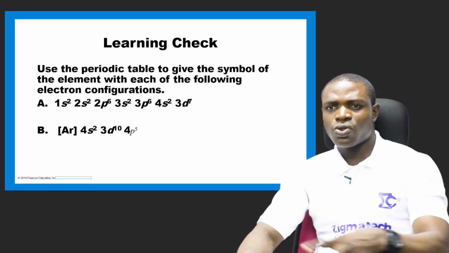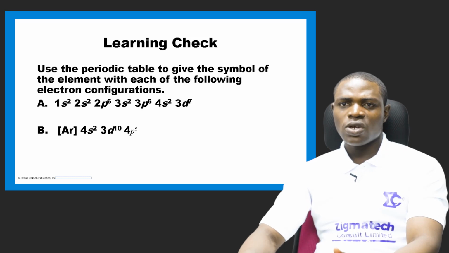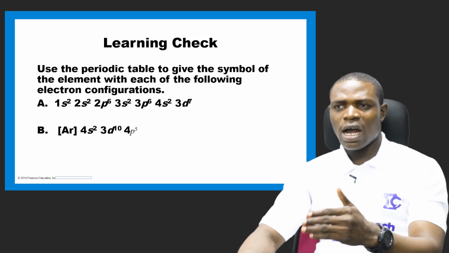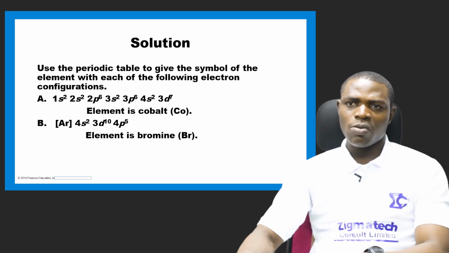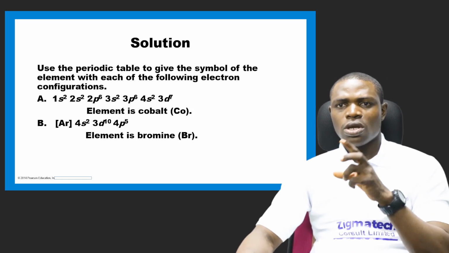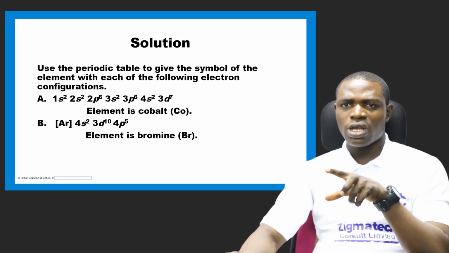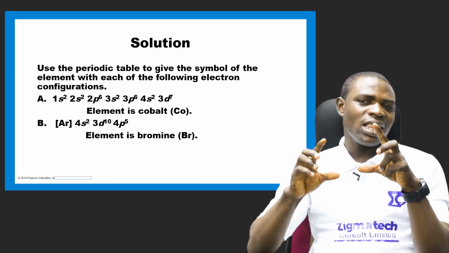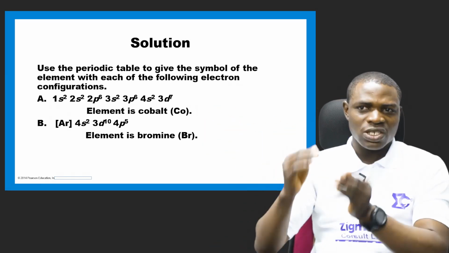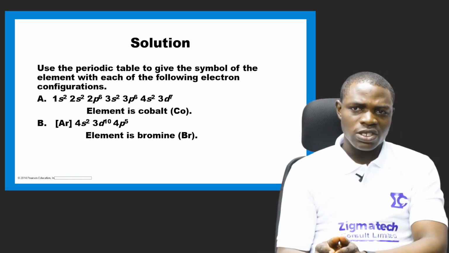So if you learn and go through the electronic configuration, you are going to see that this is applicable in most of the problems that you will come across. So if you use the periodic table to give the symbol of the element with each of the following electron configurations, you can also be asked; they will write the electronic configuration for you and ask you to name the element. What you need to do is very simple.